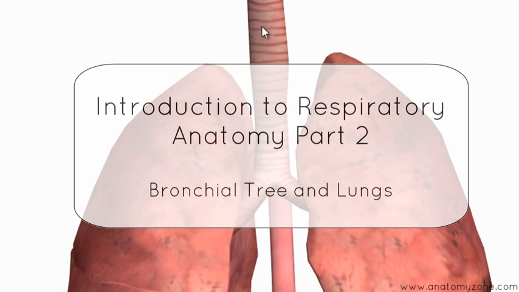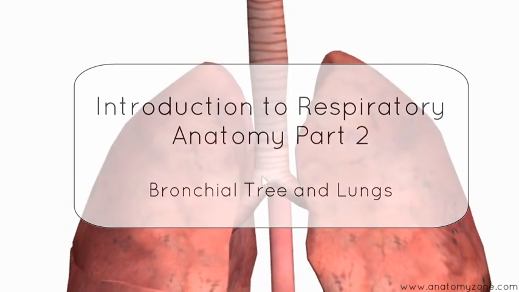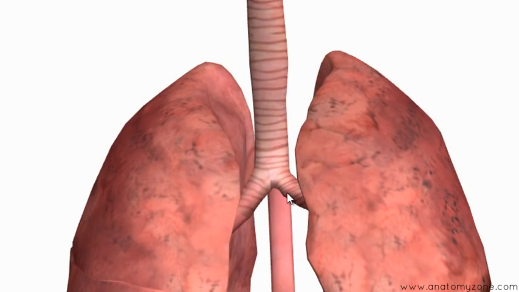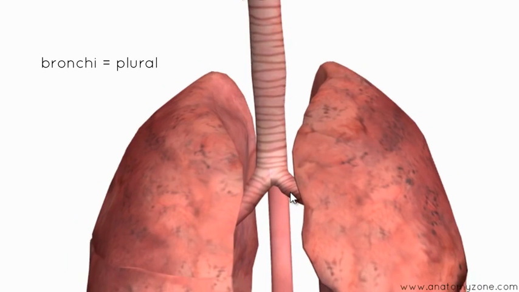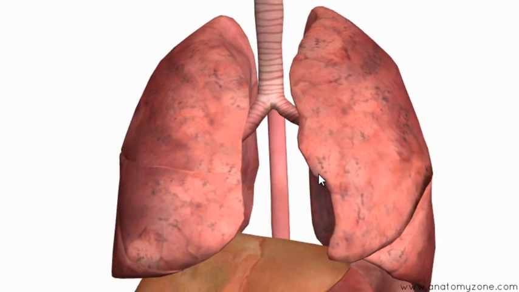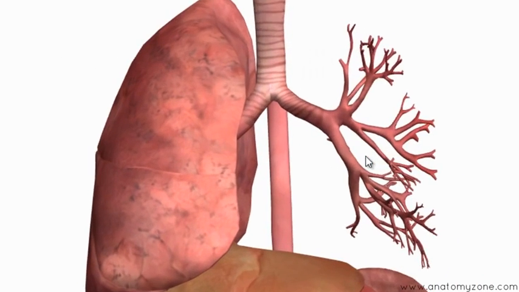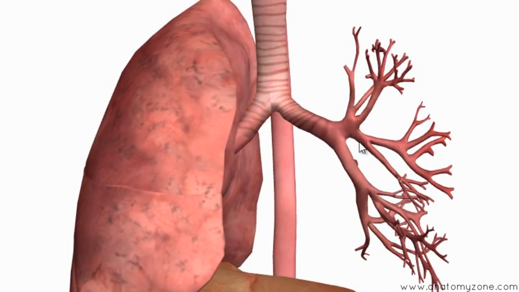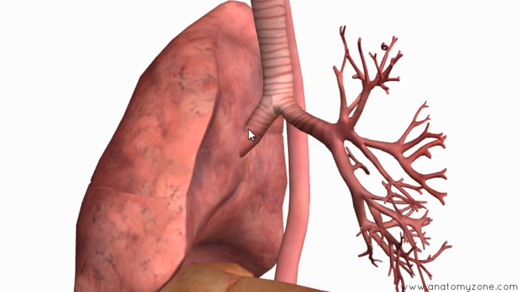So the trachea then splits into two, so it splits into a right and a left primary bronchus. So bronchi is plural and bronchus is singular. So I'll just remove one of the lungs so we can take a look at the bronchi. The place where the bronchus enters the lung is known as the hilum, and at the hilum there's a couple of other structures which enter the lung.